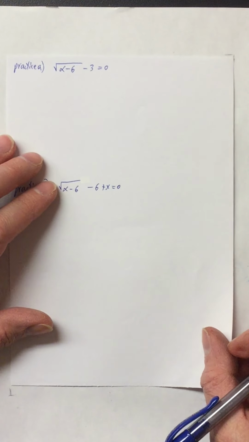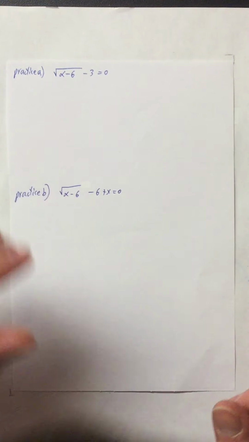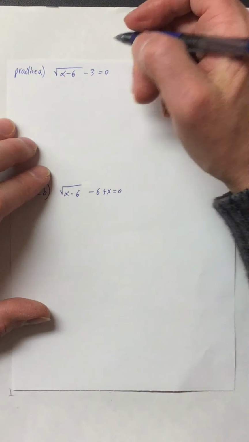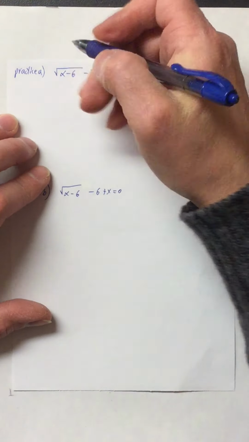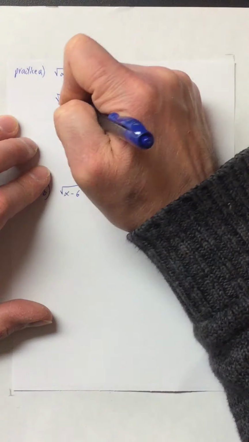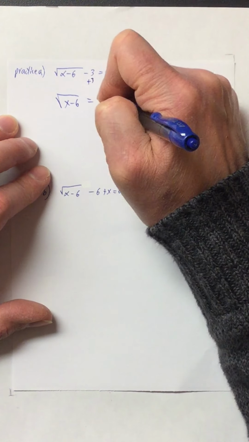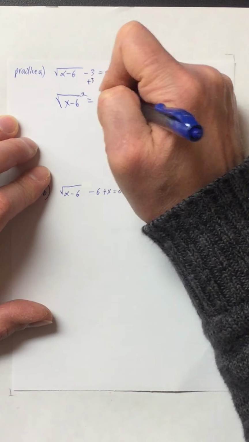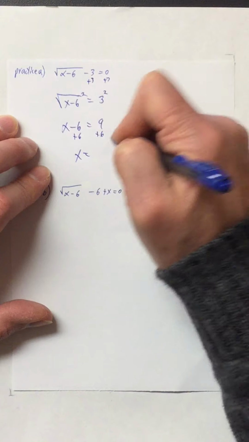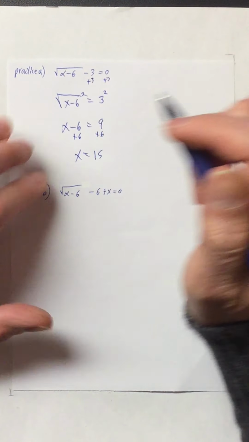Okay, go ahead and do the practice problems and then check your work with my work. I'm going to do them now so that you have them to compare to. All right, first step is to move the 3 over. So I'm going to get the square root of x minus 6 equals 3. I'm going to square both sides. So x minus 6 now is equal to 9. Looks like x is going to be equal to 15.